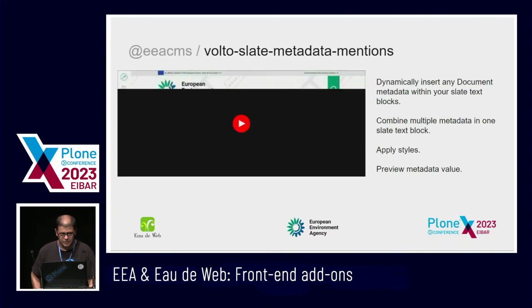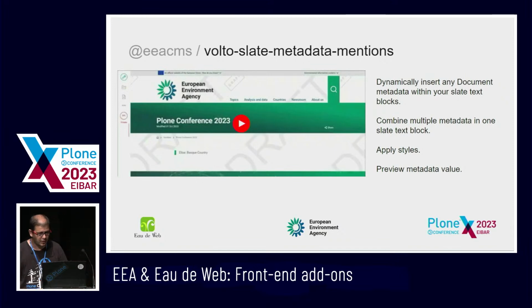I'll start with Volto Slate metadata mentions. This add-on allows you to dynamically insert in your text, in your Slate block, metadata of the page or document you are working on. You can combine multiple metadata, apply styles to them, and see the value of the metadata just by mousing around without editing that block. So quickly, there is a small video.